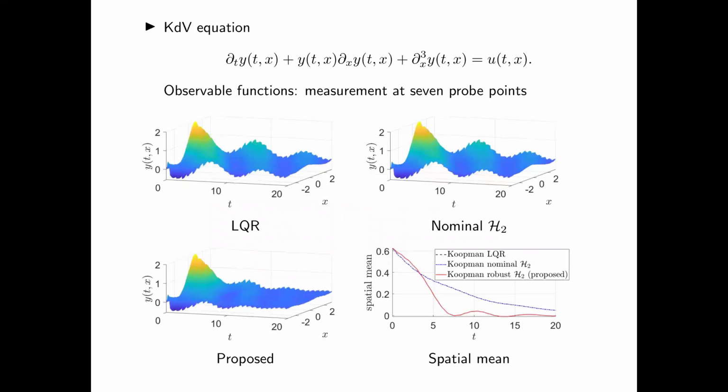Here is another example, the KdV equation. In this case, the governing equation is a partial differential equation, while in the previous example, the system was governed by a simple two-dimensional state space model. As shown in these figures, the proposed controller regularizes the states efficiently, while the other ones have difficulty stabilizing the system.